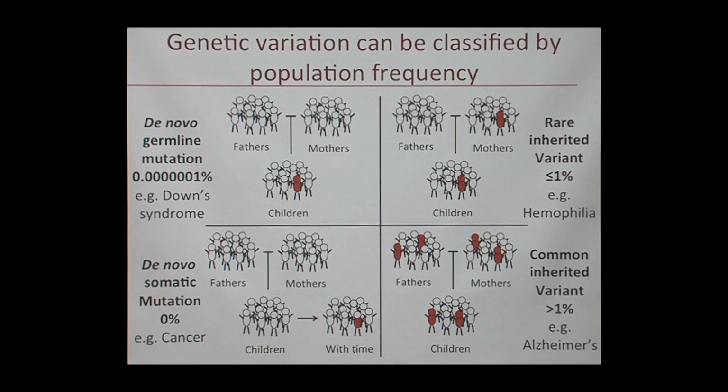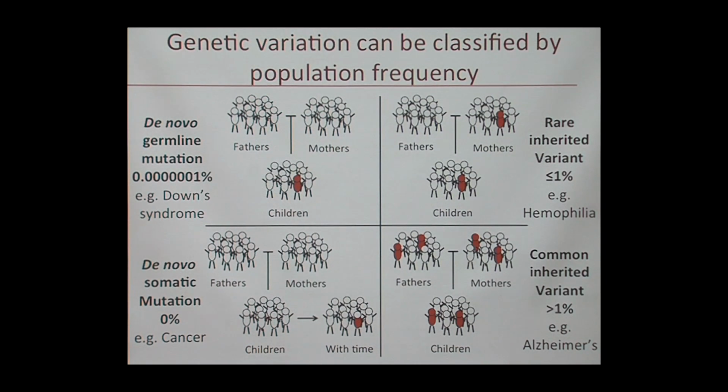We then have rare inherited variants. Same concept, they're present in the parents, here it's present in a mother, and that's passed on to a child. But here you see it's rare in the population, in fact less than 1%. An example here would be haemophilia, the tendency to bleed, which can be passed on from a mother to her child.